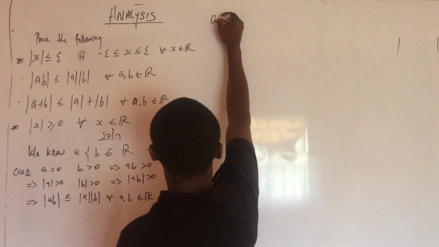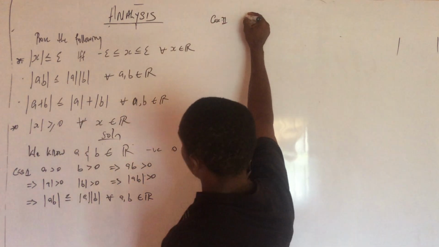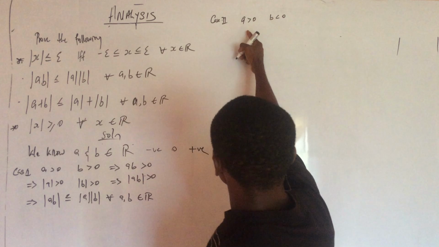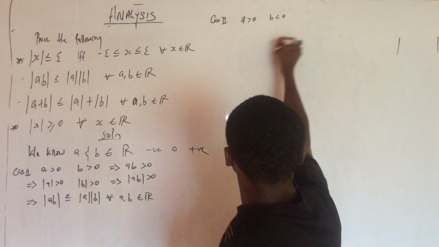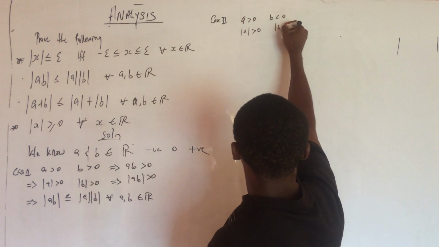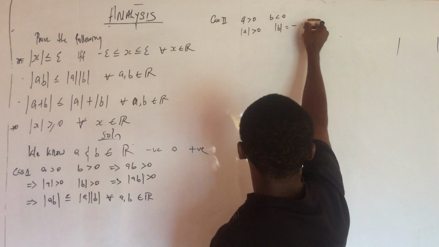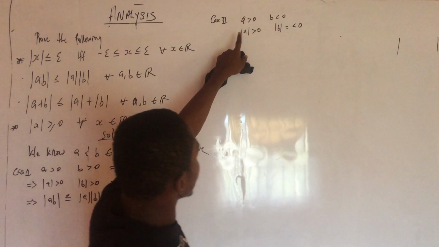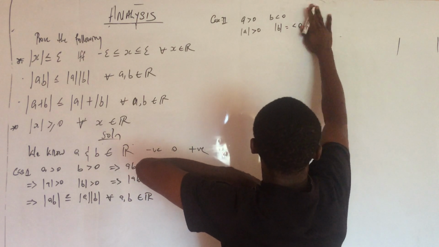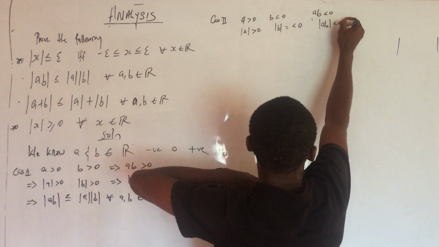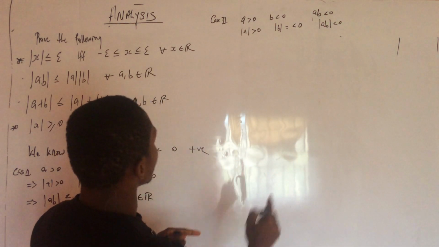So let's go to case 2. Case 2: A greater than 0, B less than 0. If A is greater than 0 and B is less than 0, we say that the absolute value of A is greater than 0, and B is less than 0. So now, since A is greater than 0, AB here will be less than 0.